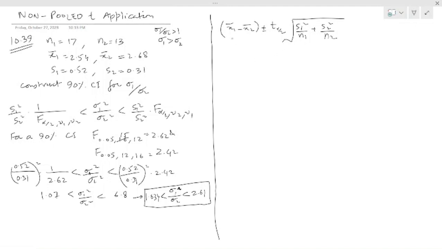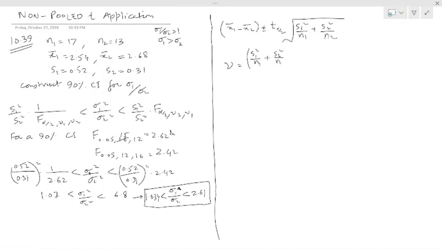But over here, we are given x1 bar, x2 bar. We are given s1, n1, s2, n2. We need to know the t value. But for this, there is a formula that incorporates both the factors that are making a curve steeper or flatter. And these two factors are the sample variances and the number of observations.